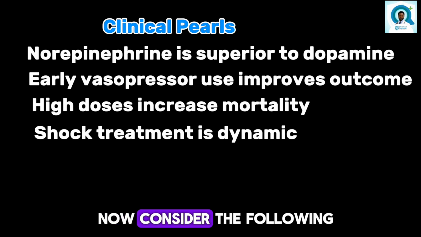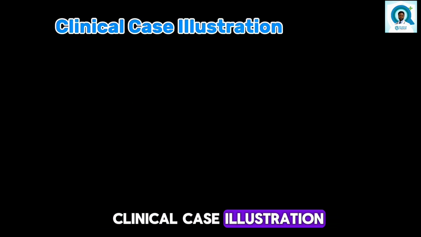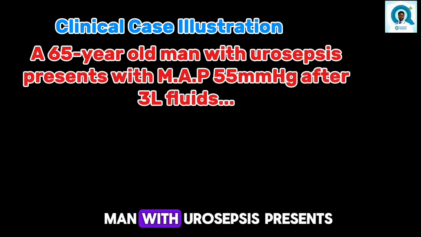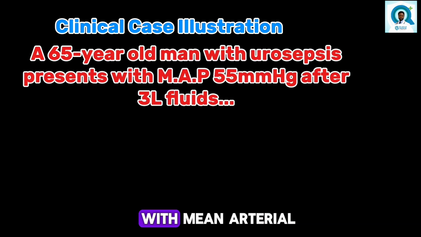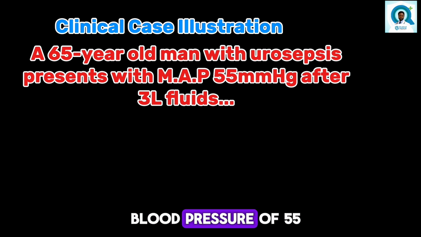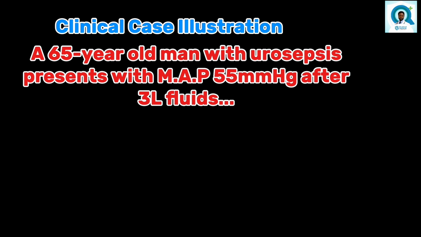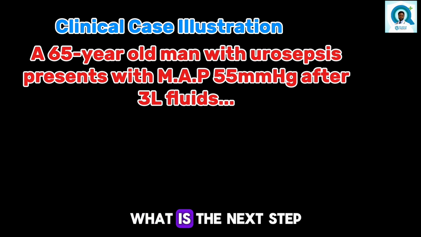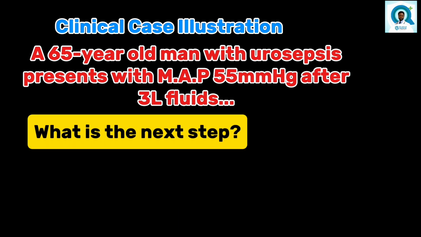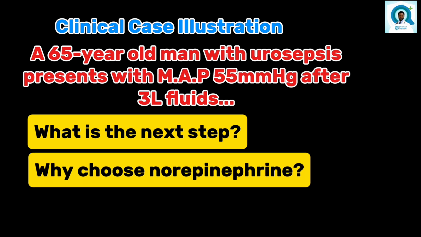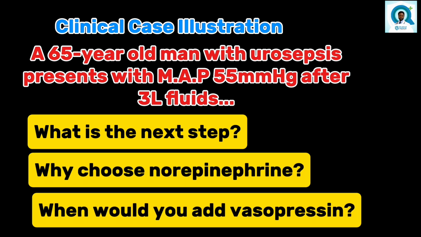Now, consider the following clinical case illustration. A 65-year-old man with urosepsis presents with mean arterial blood pressure of 55 millimeters of mercury after 3 liters of fluids. What is the next step? Why choose norepinephrine? And when would you add vasopressin?